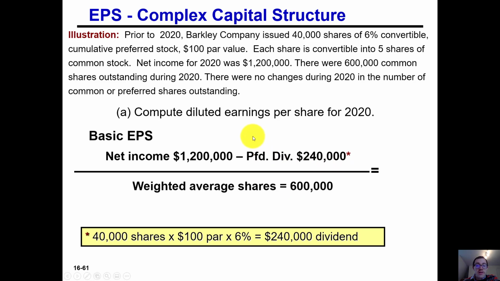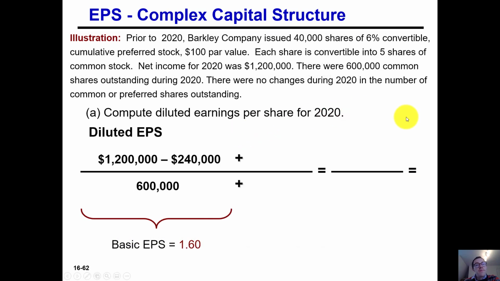We have 600,000 shares outstanding, so basic EPS is $1.60. Let's jump into diluted EPS. Again, I like the big fraction bar there, and I always start on top on the left-hand side with your basic earnings per share. Then let's account for the dilution. The first thing is, if you issued this preferred stock in a previous year, we're going to assume they convert it on the first day of the year.